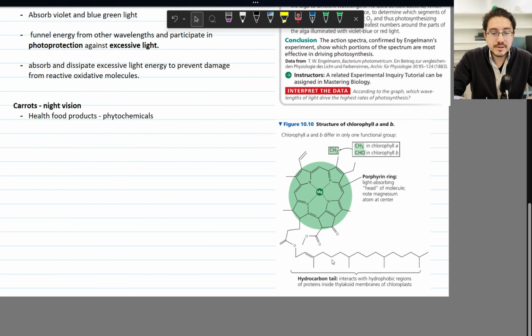This is the structure of chlorophyll A. You can see not just chlorophyll A, but chlorophyll itself. One difference between chlorophyll A and chlorophyll B is a functional group, CH3 versus CHO. You have this particular structure called a porphyrin ring, which is the light-absorbing head of the molecule, and there's a magnesium atom at the center.